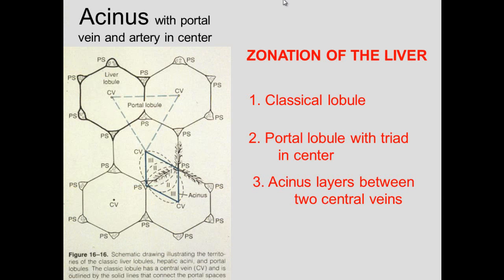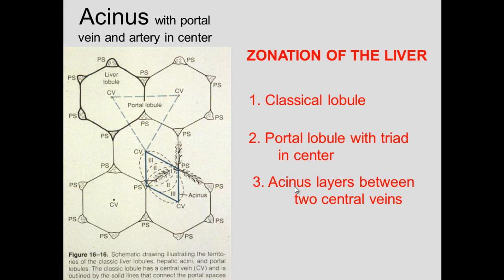Now, the liver has different zonations. The classical lobule is the one I mentioned before that we see. There's also a portal lobule with a triad in the center, because the triad is a source of blood that goes to the central veins, and one triad could go to multiple lobes.